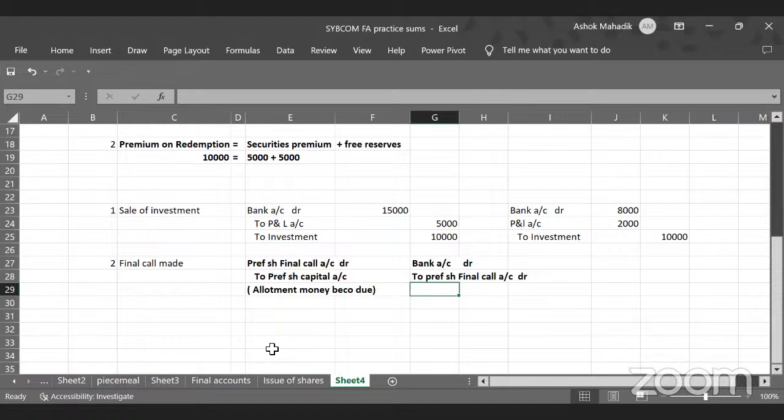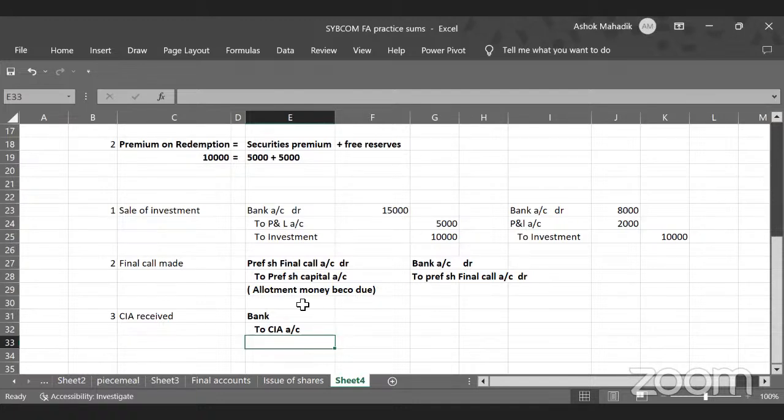One more thing which they may give as part of adjustment is they will tell you that some calls in arrears are received. You know what a call in arrears is? The money which was not collected on issue of shares, on first or final call, is now received. So I'll write calls in arrears received. They may give it like this. So simple. Whenever you are receiving money, which account is debited? Bank. So just write bank account debit to calls in arrears account. Simple. Whatever amount they said is collected, you write that down. Clear? I hope you're understanding this sum.